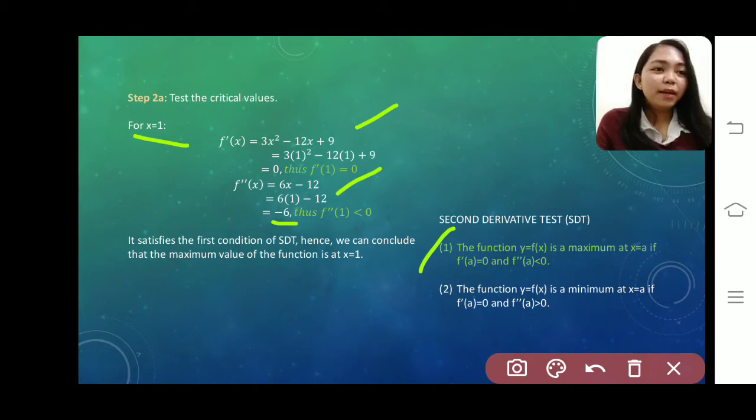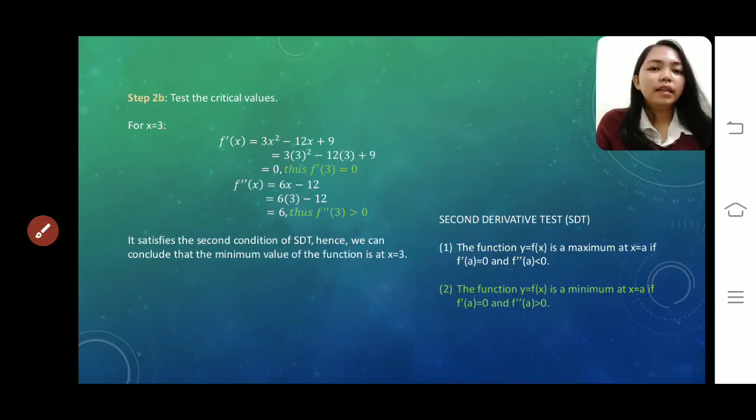So, same lang yung naging result, diba? Dun sa first derivative test natin, at x equals 1, maximum value rin siya. So, pagdating kay second derivative, same lang yung result. X equals 1 is the maximum value of the function.